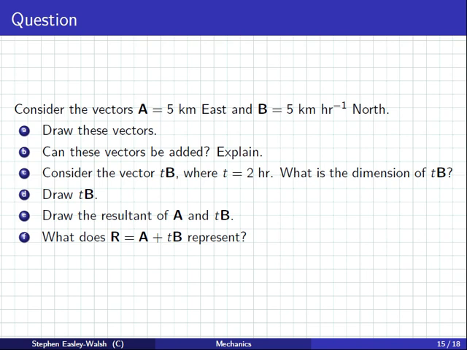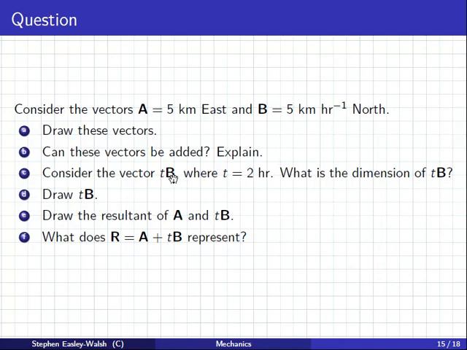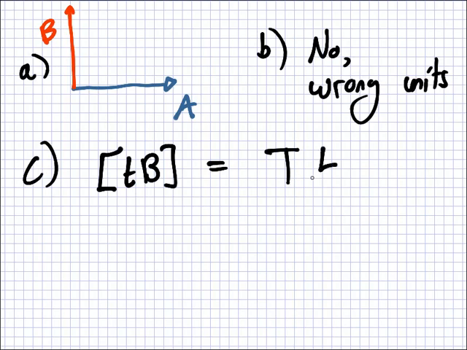Consider the vector TB, where T is 2 hours. What's the dimension of TB? Well, what's the dimension of T? T is measuring what? 2 hours, so it's measuring time. And what about B? That is a length over time. Yeah, speed. Well, in this case, a velocity, but anyways, you get the idea. So that's equal to a length. So what does TB measure? It's measuring a length.